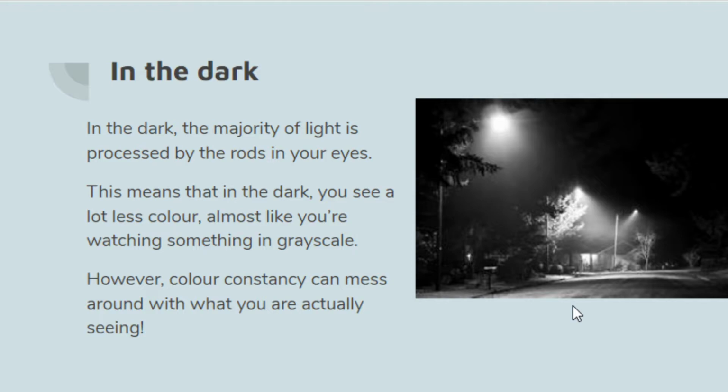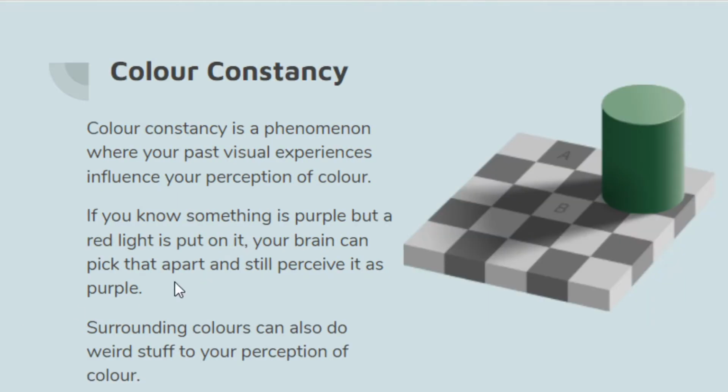So color constancy is one of the reasons they look like red, green, and blue, even though maybe we can't perceive it that well. And it's a neat little phenomenon we'll talk about here. Color constancy is where your past visual experiences influence your perception of color. So if you know something is purple, but a red light is put on it, your brain can pick apart that there's a red light on that object, so it looks slightly different, and I know the base object is purple.